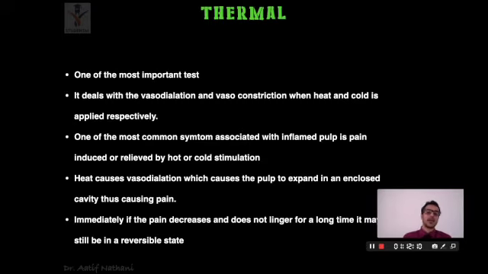This is an explanation to vasodilation and vasoconstriction, which is caused by hot and cold stuff respectively. The heat causes vasodilation, which causes the pulp to expand, obviously, and in an enclosed cavity the pulp cannot expand too much. So if you are trying to stimulate the pulp with the help of hot stuff and it's trying to expand and it's unable to do it, it will cause pain. And the minute you have a cold stuff, which will cause vasoconstriction, which will try to bring back the pulp to its normal constricted way, this will relieve the pain.